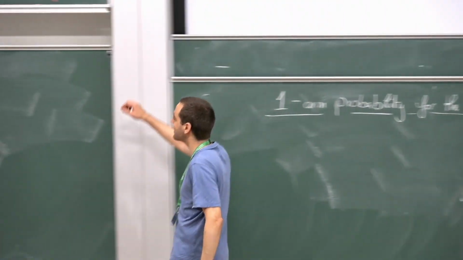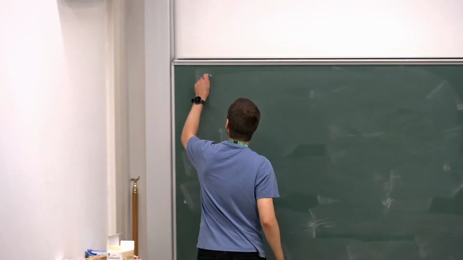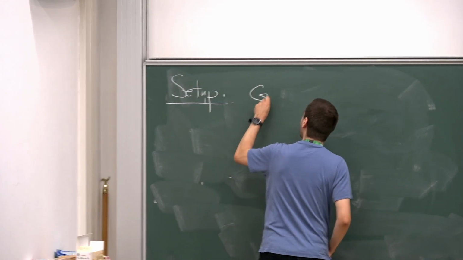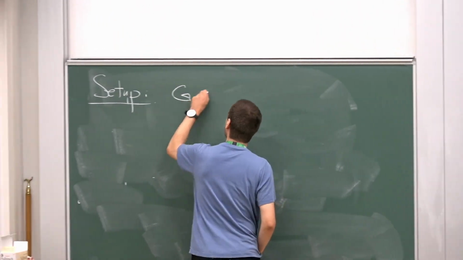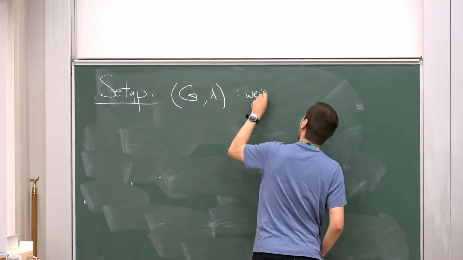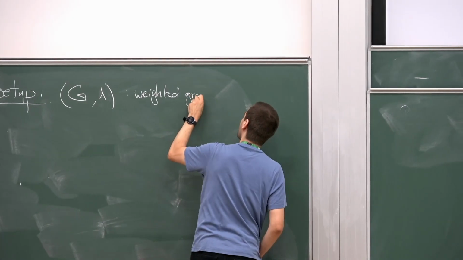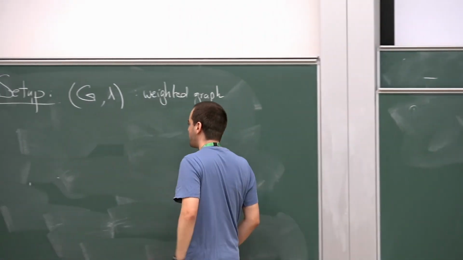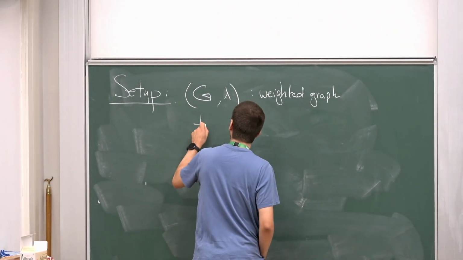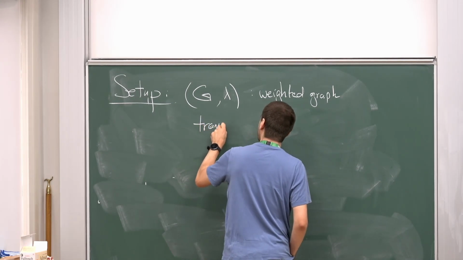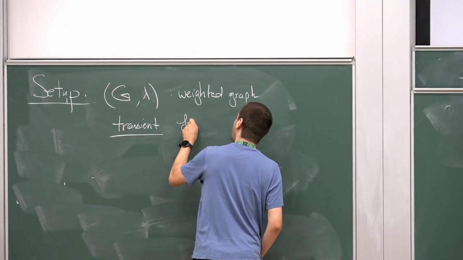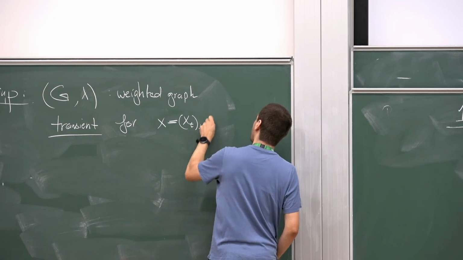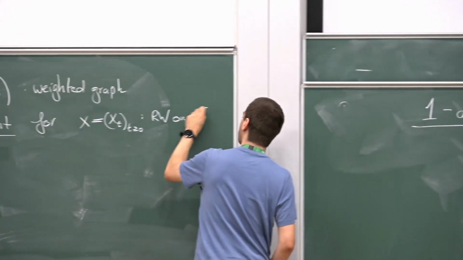So let me start by giving you a setup. I'm going to assume that I have a graph G, and maybe it's even a weighted graph. I'm going to make assumptions on this graph soon enough, but let me not do that until I have to. So the only assumption I'm going to make for now is that it's transient, and X is just the usual random walk on this graph.